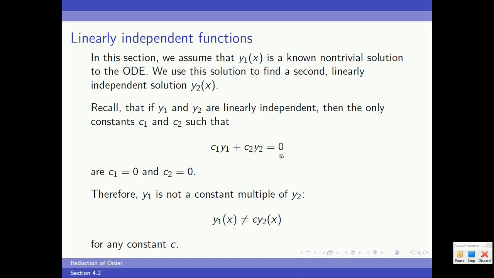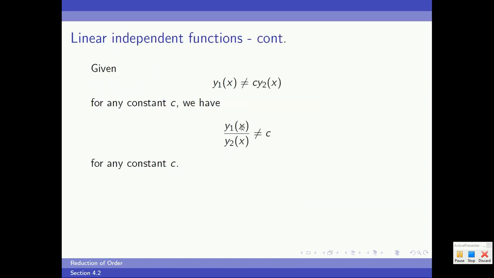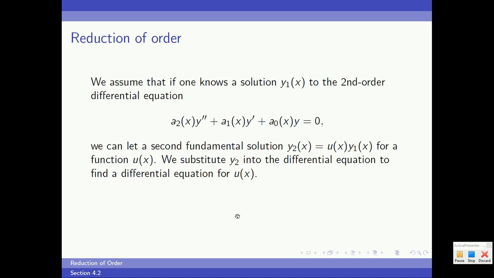Here you move this to the other side, you divide by the c1, and you basically get this constant. So what you're saying is that there is no constant so that you can say y1 is a constant multiple of y2. What this basically means is that y1 over y2 can't be equal to a constant. If it's not equal to a constant, then it has to be equal to a function. We're going to use this fact to figure out what a proper function should be, to then figure out what y2 should be.